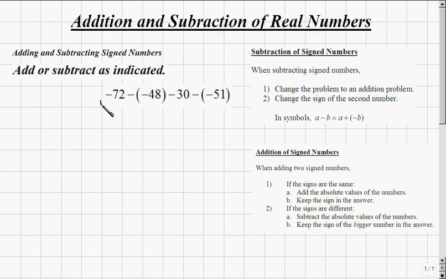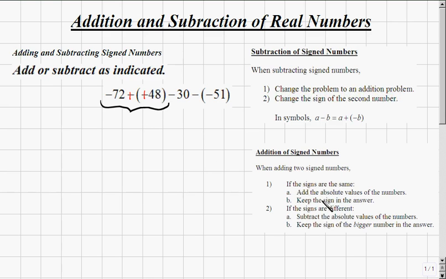So to begin, let's look at negative 72 minus negative 48. Since we're subtracting a negative, let's use our rules for signed numbers by changing subtraction into an addition problem and changing the sign of our second number. We now have negative 72 plus 48.